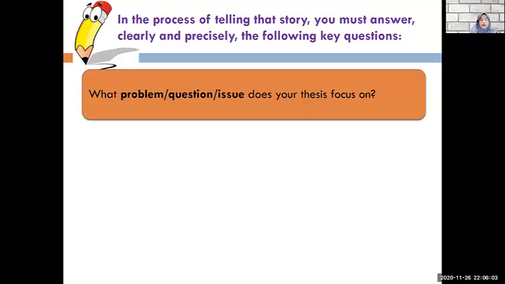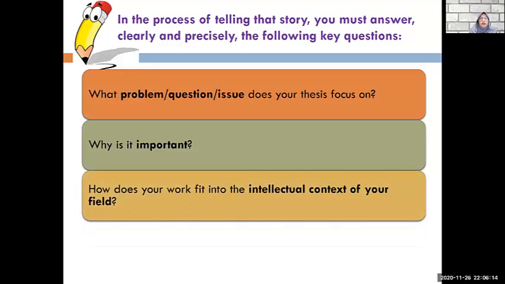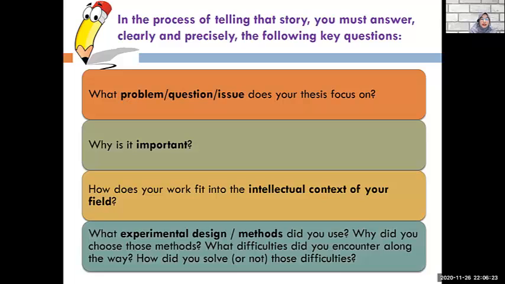So what problem, question, issue does your thesis focus on? Why is it important? How does your work fit into the intellectual context of your field? What experimental design method did you use? Why did you choose those methods? What difficulties did you encounter along the way? How did you solve, or not solve, those difficulties?